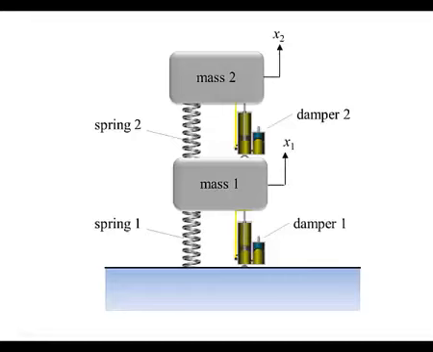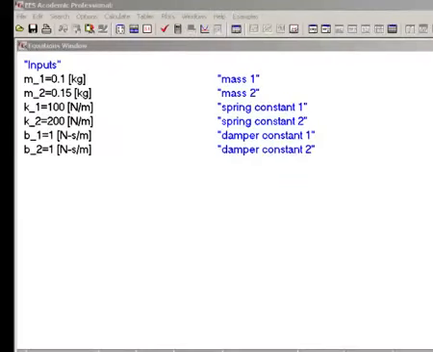So let's consider the case where the top mass is initially displaced from its equilibrium position and then it's released. And we're going to try to predict the position of both masses as a function of time as they return to equilibrium. The values of the masses and the spring and the damper constants are entered in EES.